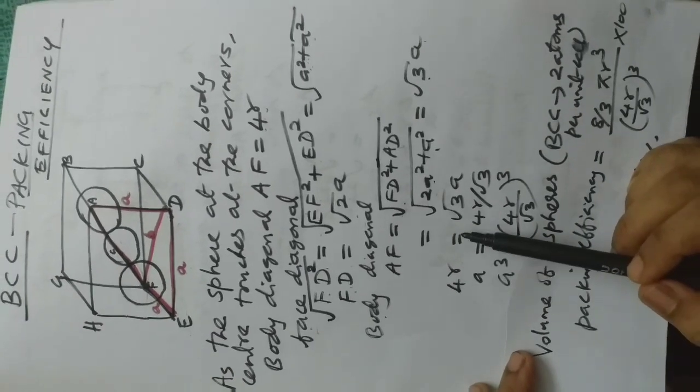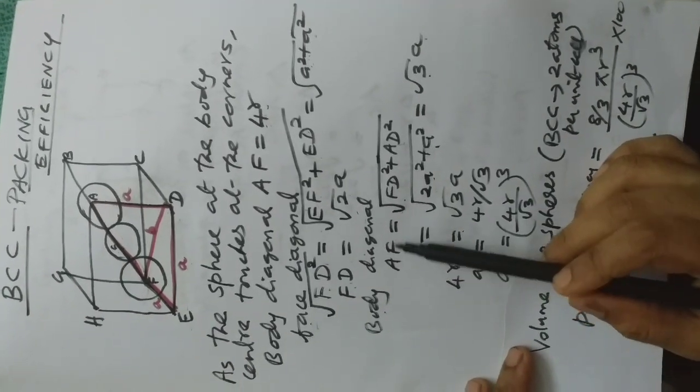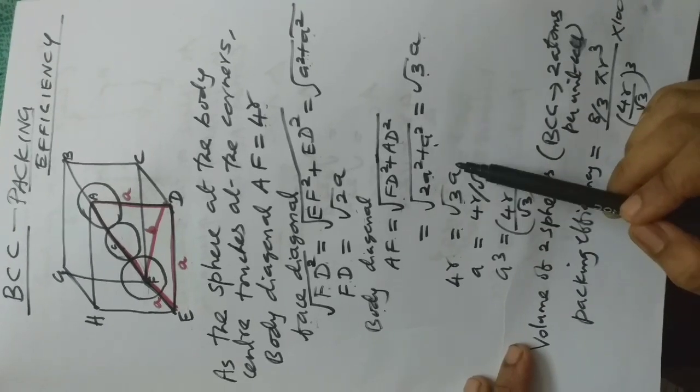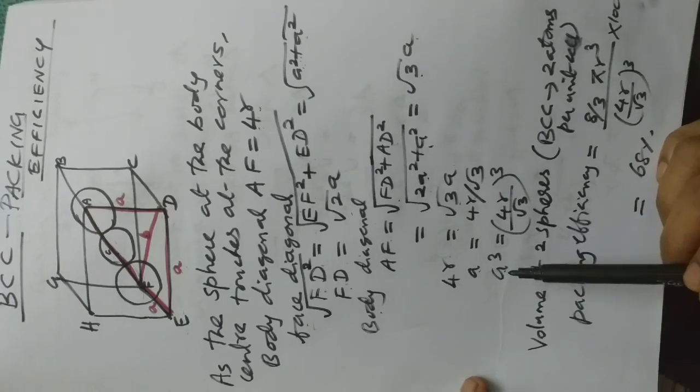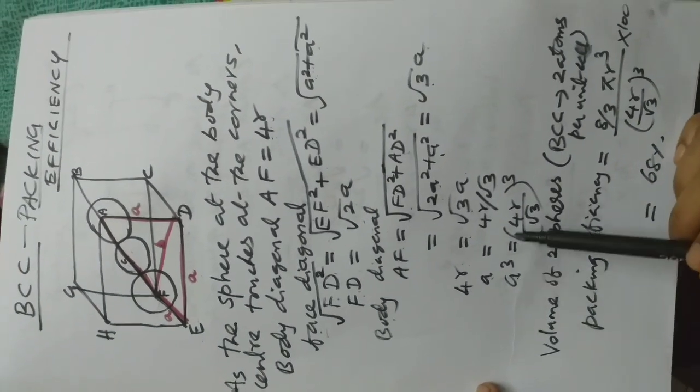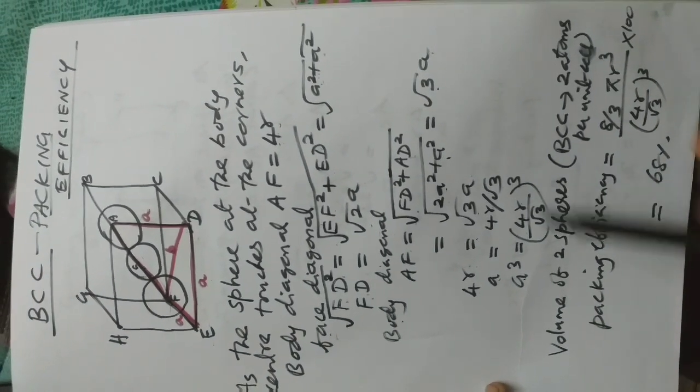And finally, AF is nothing but 4R. So 4R is equal to root 3A. A is equal to 4R divided by root 3. And A cube is nothing but the volume of the unit cell. A cube is equal to 4R divided by root 3, the whole cube.